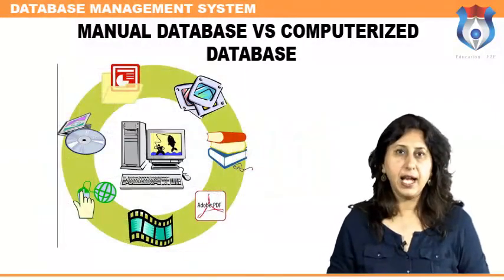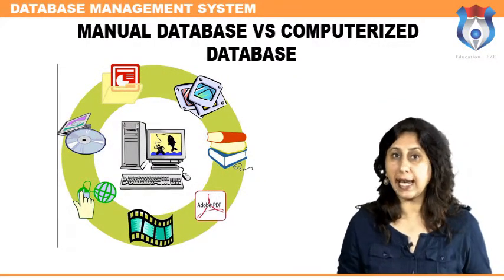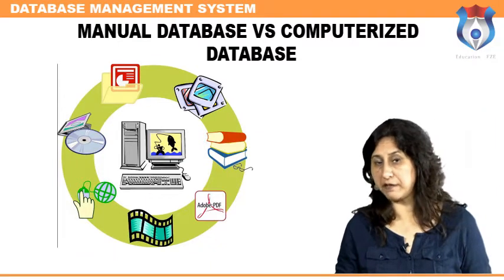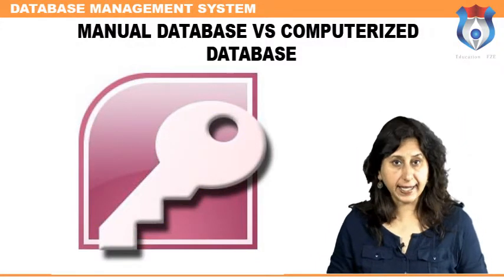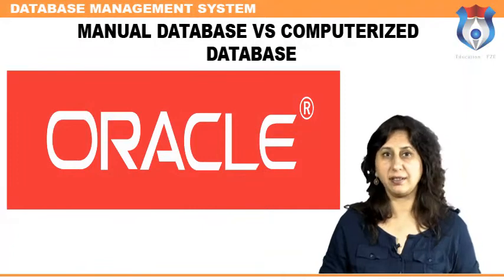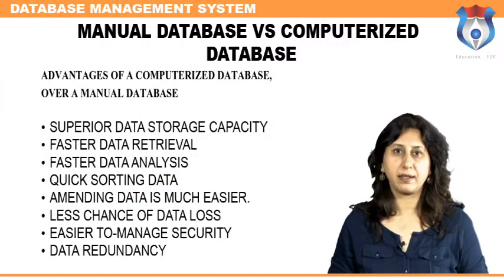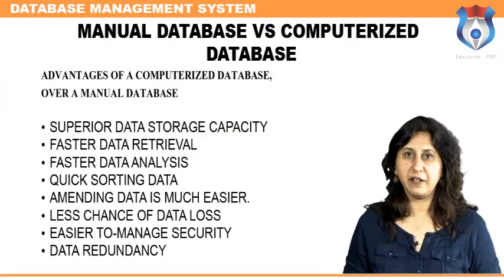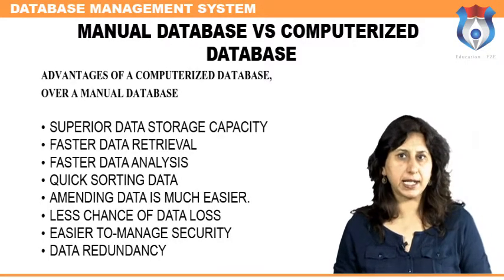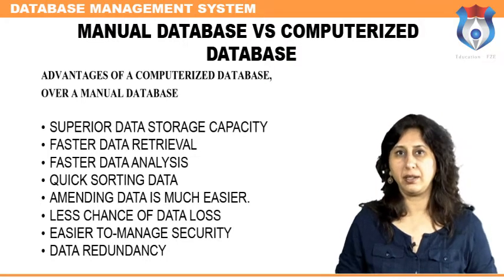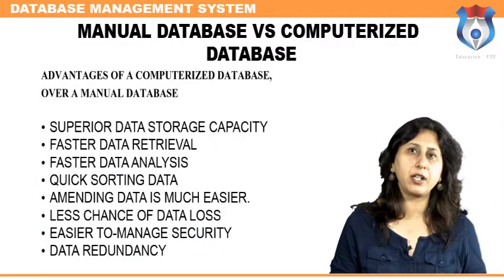Computerized database. A computer database is a set of tables that contain important information that is connected together by certain important fields of data. Examples of computerized database: Microsoft Access, SQL Server, Oracle. Advantages of a computerized database over a manual database: superior data storage capacity, faster data retrieval, data analysis is much quicker, sorting data by specific parameters is quicker, amending data is much easier, no need for correction fluid or the rewriting of record cards.